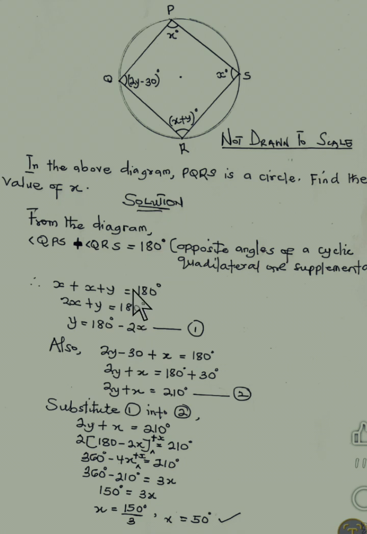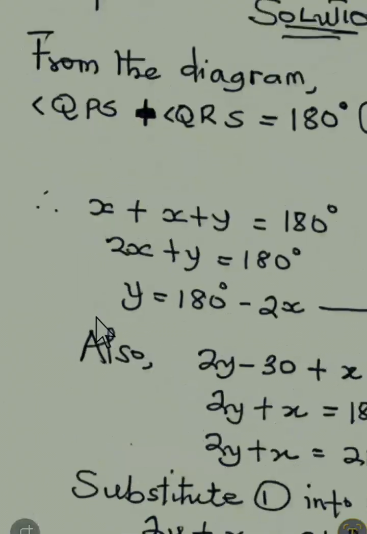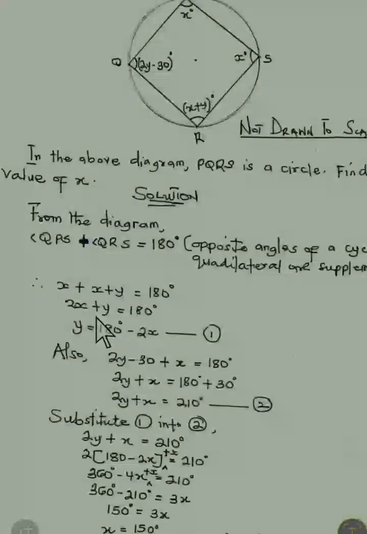Then what do you do next? You collect like terms so that your variable will be at the left hand side and your constant value will be at the right hand side. After that, you make either x the subject of the formula or y the subject of the formula. But I made y the subject because the coefficient of y here is 1, so it will be very easy for me to make it the subject. So I'll have y equals 180 minus 2x.